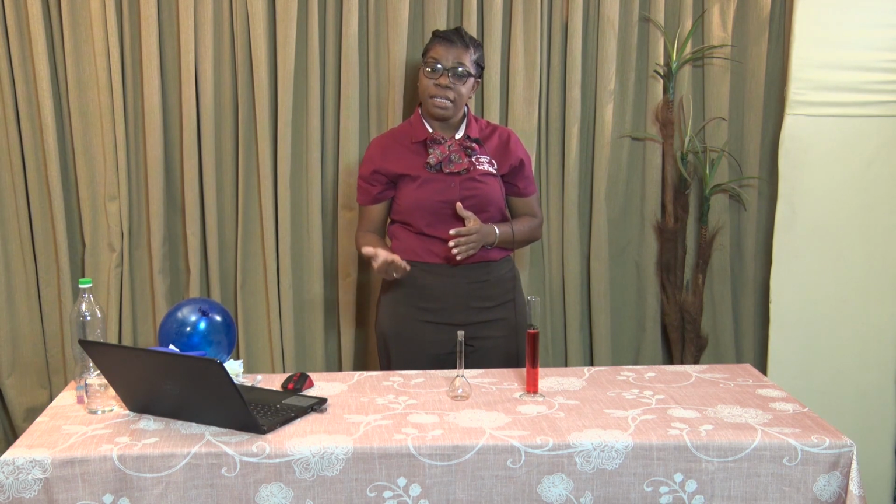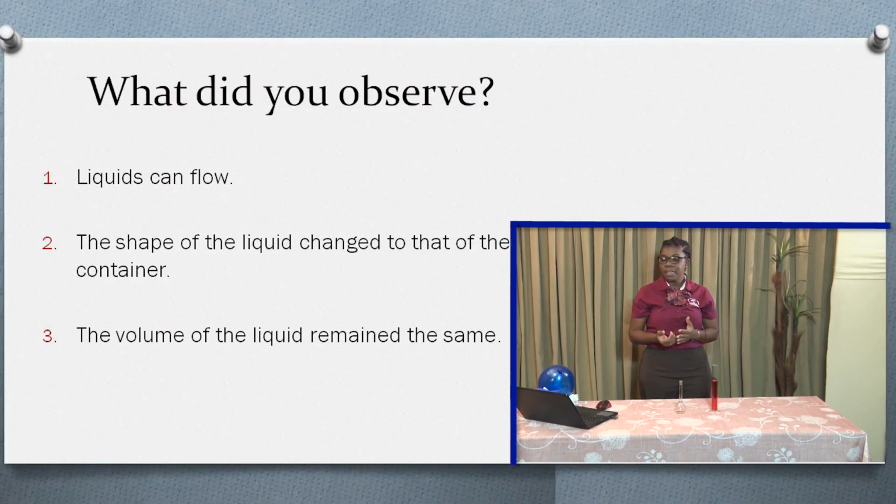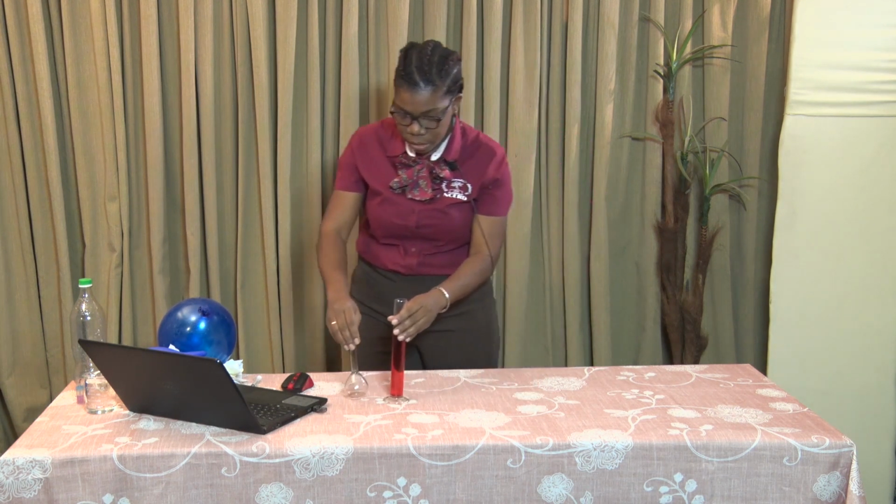So for liquids, we have learned so far that it can be poured. We also learned that it will take the shape of the container in which it is. Also, the volume is fixed, or we say definite. It will not change. Good? So those are three properties that we would have learned so far concerning liquids. Now let's focus on another property.